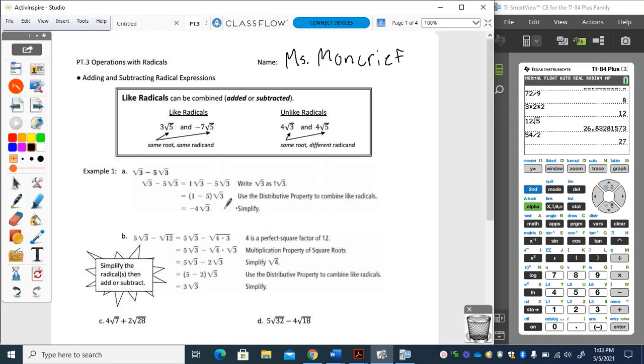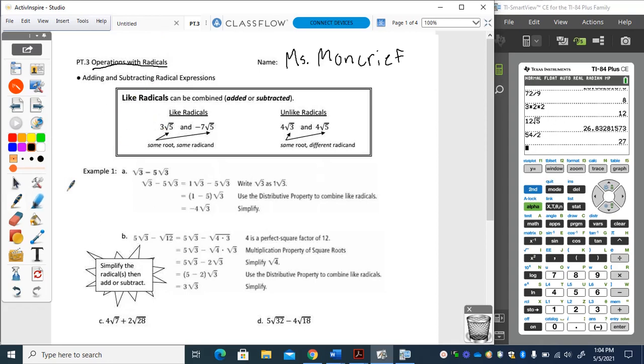Anyways, it's just about operations with radicals. So we're going to learn how to add radicals, subtract radicals, multiply radicals, and I'm not going to teach you how to divide radicals. That doesn't seem like fun today. So let's get to it. So let's start with looking at adding and subtracting radical expressions.